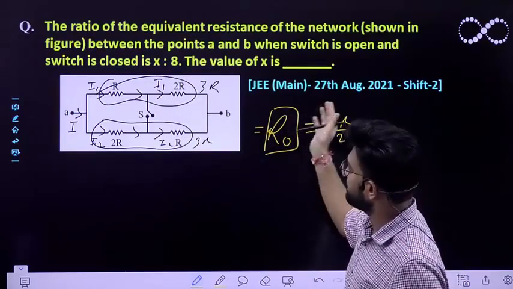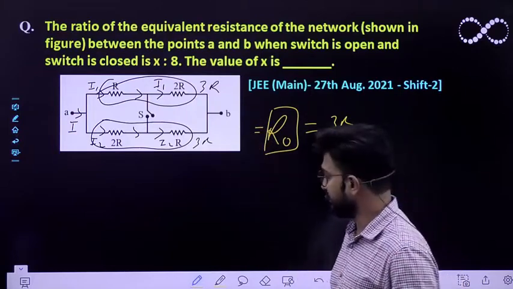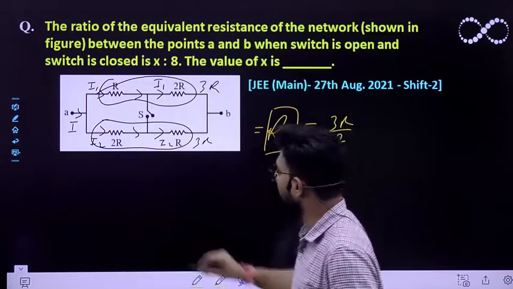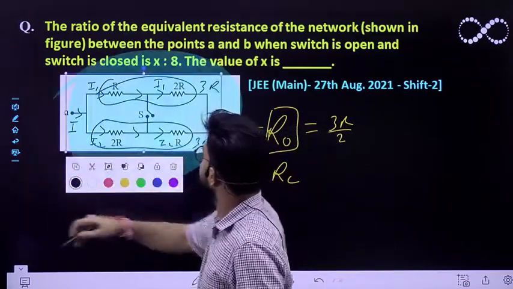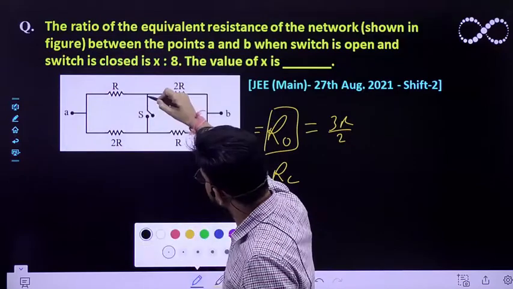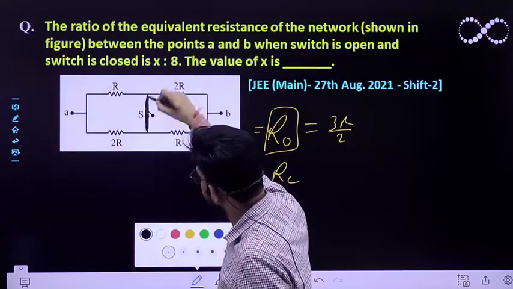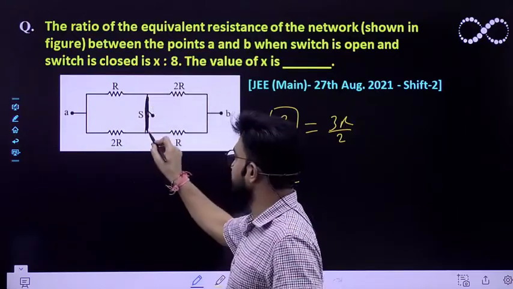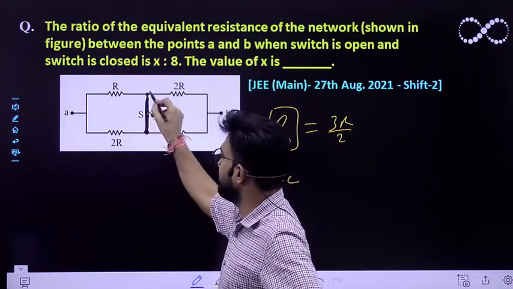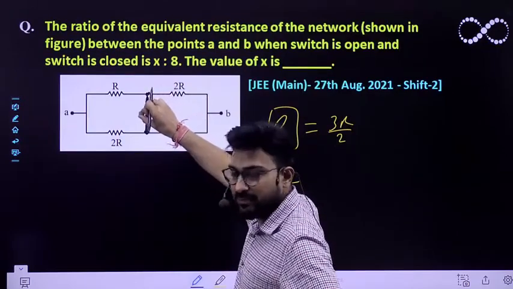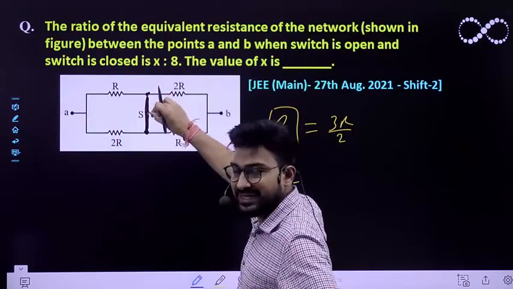Now when the switch is closed, what would be the equivalent resistance? Let it be R_C when switch is closed. Then the entire setup would behave as if it is a wire. So that means the potential of this point and this point would be equal. So it can be merged into a single point because the potential of these two would be equal.